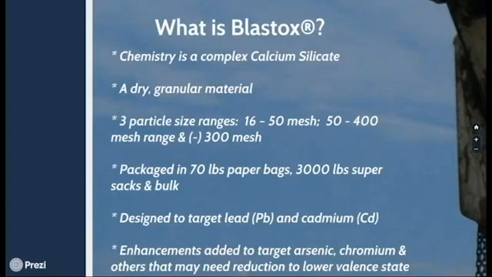Now, the Blastox material can work on a wide range of RCRA 8 materials, but it was specifically designed to target lead and cadmium. As this last bullet point implies, we can add additional enhancements if we're working on other materials that would be present in a multivalent state. A very good example is chromium in the form of hexavalent chromium, where those materials require a reduction-oxidation additional step before the Blastox 215 can further stabilize that material.